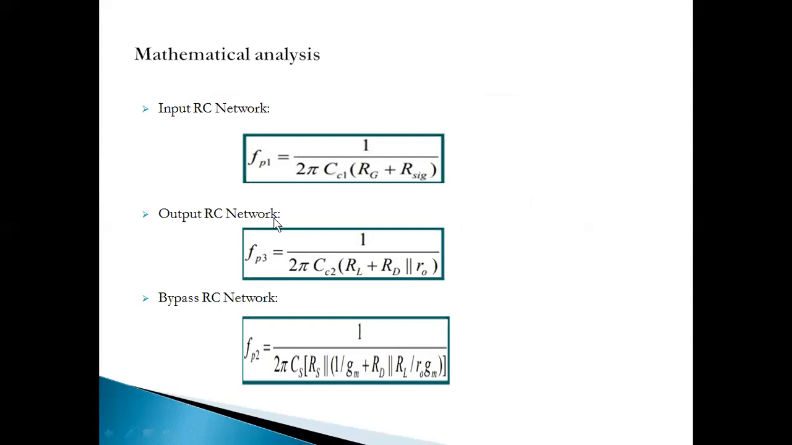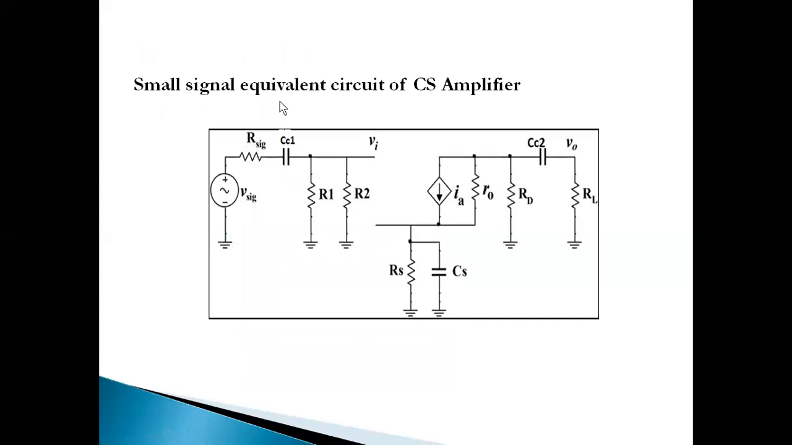The next one is the output RC network. For finding the frequency of the output RC network, we should consider the output capacitance and the output resistance present in the output loop. For the output resistance, we have the combination of RD parallel with RL and then R0, and the capacitance here is CC2. By utilizing these values, we can calculate the frequency of the output RC network.